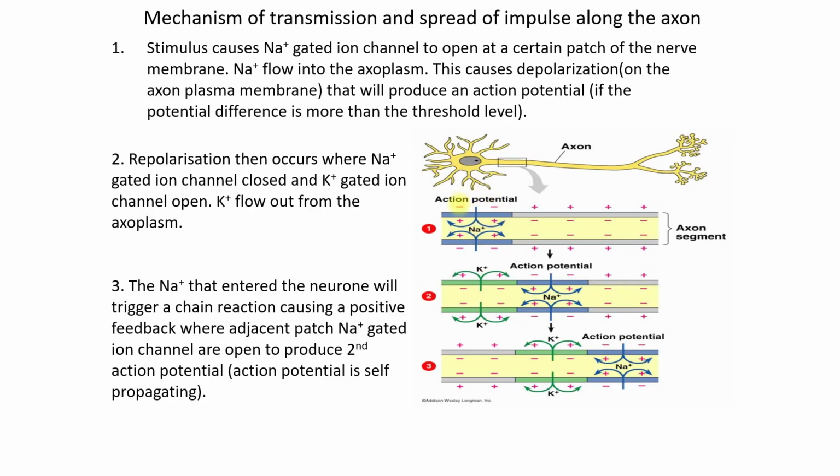Why? This is to allow the potassium ion channels to open in the first patch, to allow the outflow of potassium ions into the extracellular fluid. Now let me rephrase that. While the sodium ion channels on the second patch are open or activated, the sodium ion channels on the first patch will be closed or inactivated, and the potassium ion channels on the first patch will be activated or open. The process continues on the third patch, and so on.